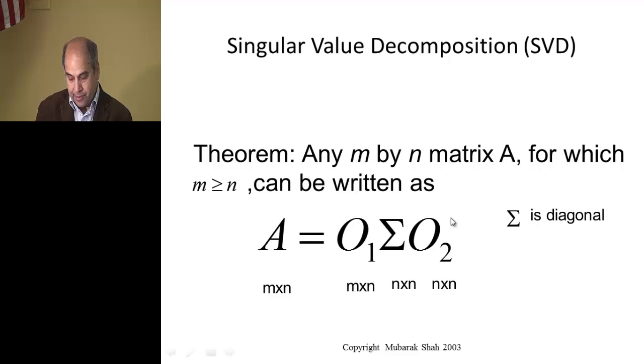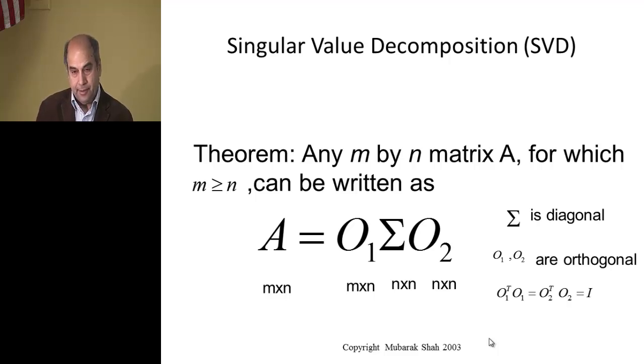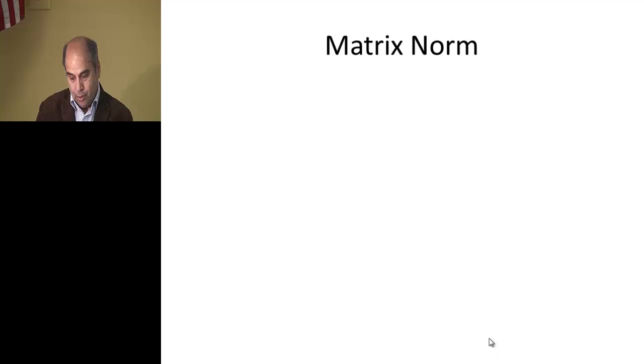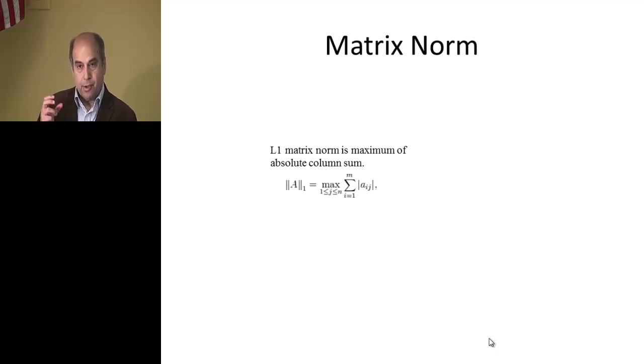So this is always a diagonal matrix which will have the singular values, or the square root of the eigenvalues. And these are the orthogonal matrices, which means you can take a column and multiply it with itself, and it will be 1. If I take a column and multiply it with another column, it'll be 0. That's called orthogonal matrices.